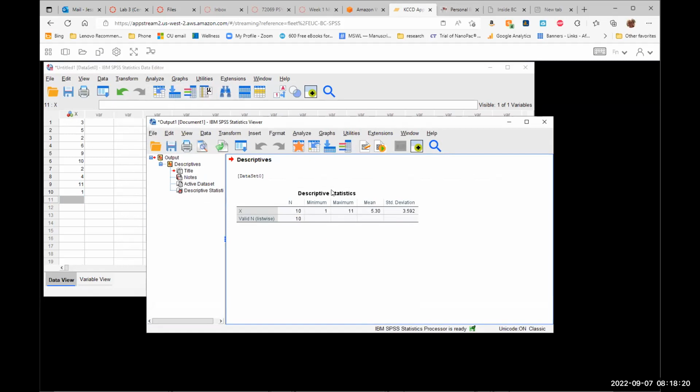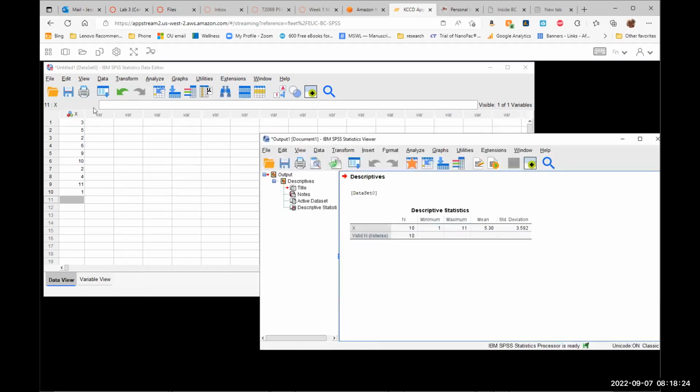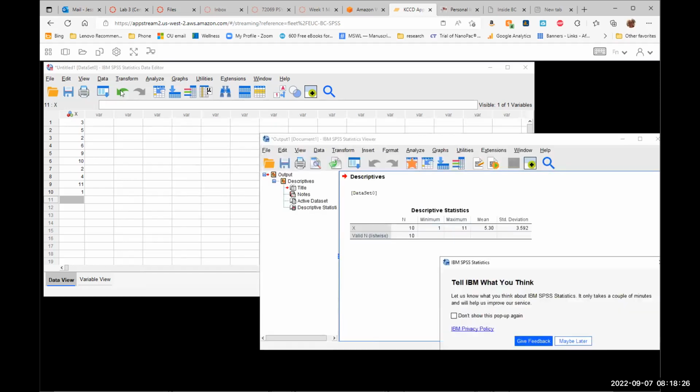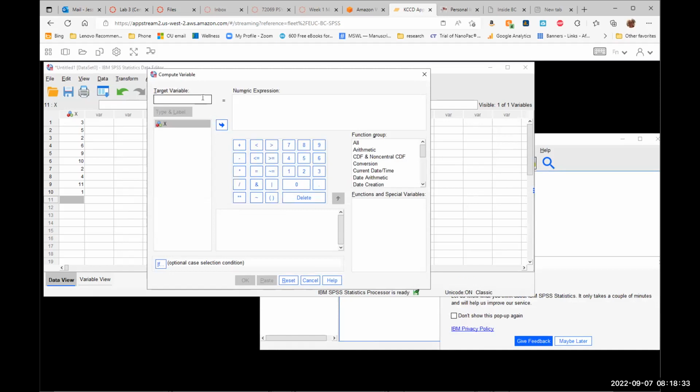So with a mean of 5.30, we can now compute the deviations. We hit Transform, Compute Variable. We're going to name the variable deviation. And the deviation is just X minus 5.30. Of course, we could also use different code to get it, but this is the easiest, okay?